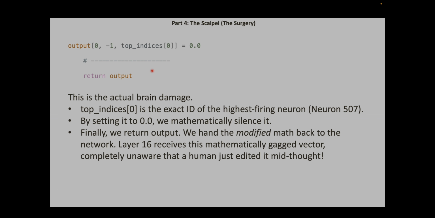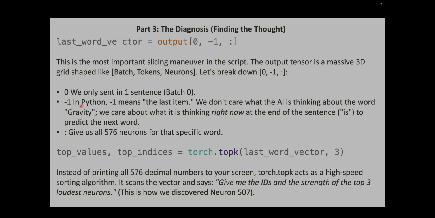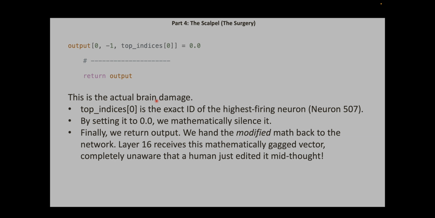Then the scalpel, the surgery actually. Here we are returning the output at [0, -1, top_indices[0]]. Out of the top indices, we take the first one. This is actually the brain damage. The top indices of 0 is the exact ID of the highest firing neuron, which is neuron 507. Again, I'll show this to you in a minute. By setting it to 0, we mathematically silenced it. So we set the output of that neuron to 0. And finally, we return the output, handing the modified math back to the network, layer 16.